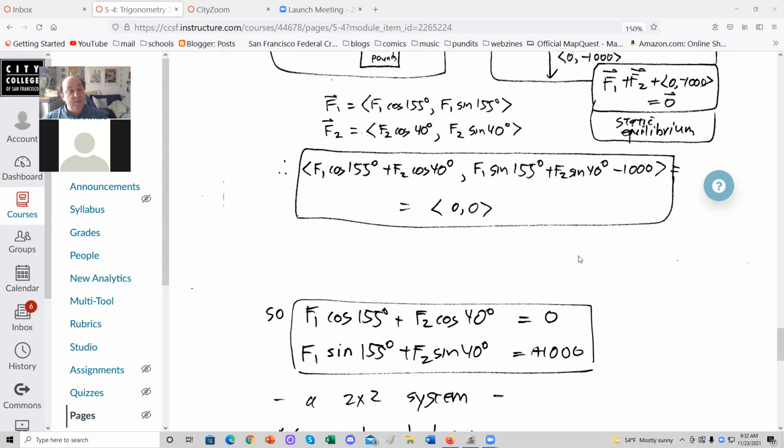Vectors are equal if their components are equal. I guess I should have mentioned that earlier. So F1 cos 155 plus F2 cos 40 equals 0. For this one, F1 sine 155 plus F2 sine 40 minus 1,000 equals 0. So I rewrite that slightly as, yes.